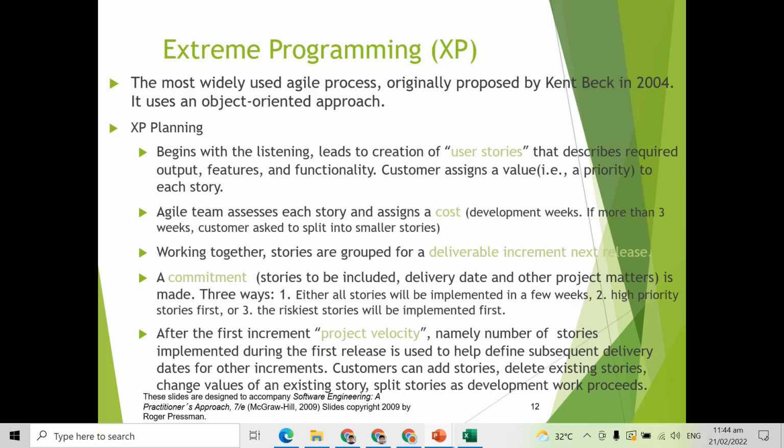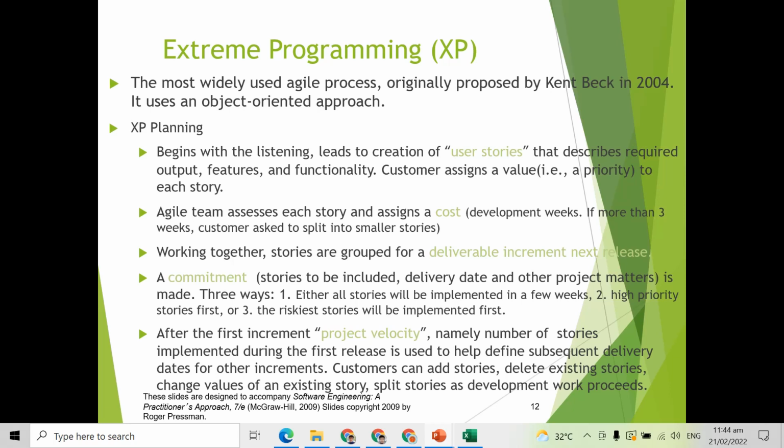And let's go to XP, or extreme programming. The most widely used agile process, originally proposed by Kent Beck in 2004, it uses an object-oriented approach. For XP planning, it begins with listening, which leads to the creation of user stories that describe required output, features and functionality. The customer assigns a value, for example a priority, to each story.